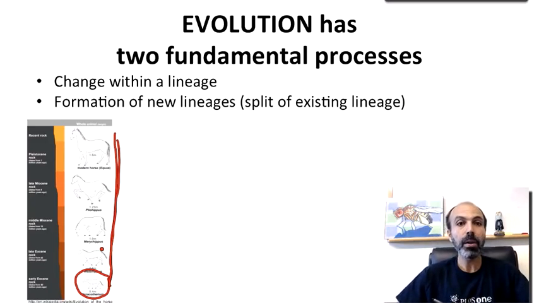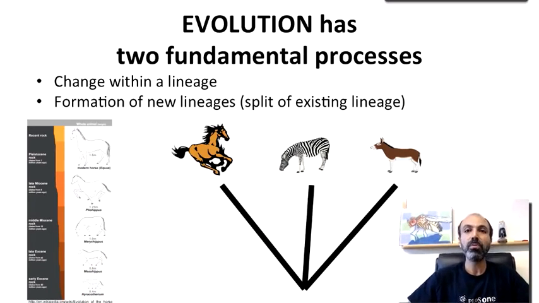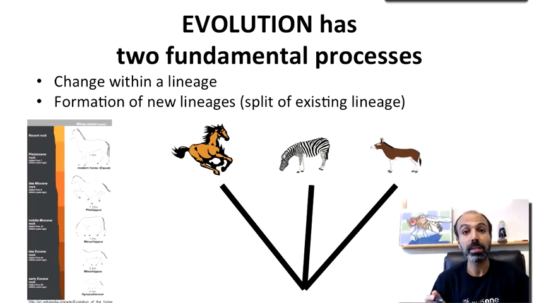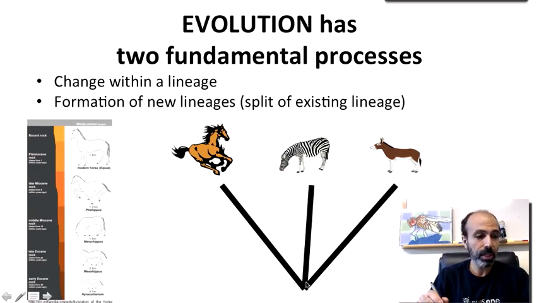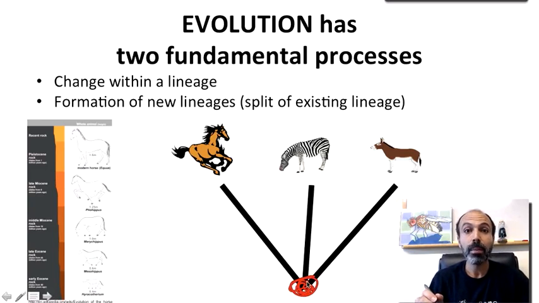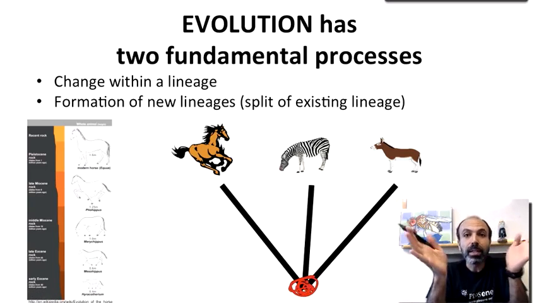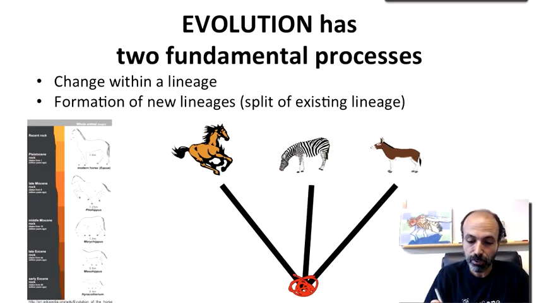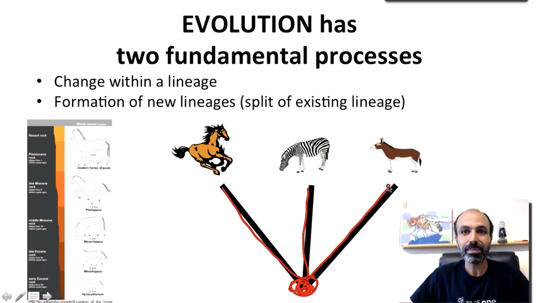The other fundamental process within evolution is the formation of new lineages, or this idea of common ancestry of species. If you were to go back many millions of years ago, horses, donkeys, and zebras all shared a single common ancestor species. But then this single species split into what became 3 new species. One of them evolved into the modern horse, one evolved into the modern zebra, one evolved into the modern donkey.